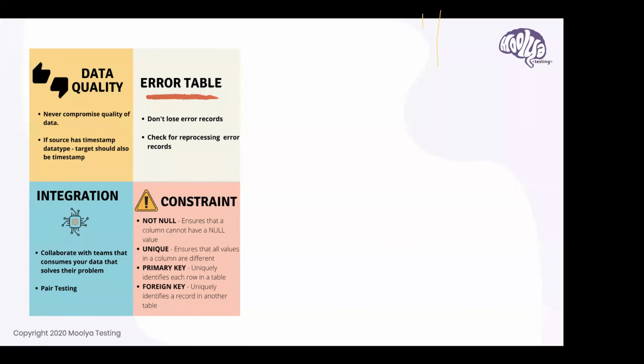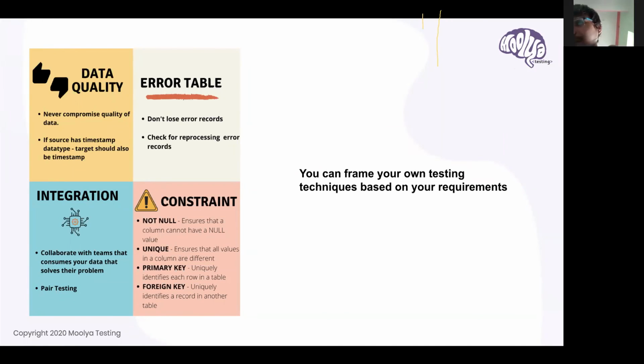Integration testing. Integration testing is collaborating between other testing teams. It's like pair testing sessions, which can be conducted in order to maintain the quality of the product. Okay. So constraint checks, I hope you all know: not null, unique, primary key, foreign key. All these things should not be violated. Everything should be satisfied. This is about different DB testing techniques, and you can frame your own testing techniques based on your requirements, as I told you before, and based on the business logic and the product discussions.